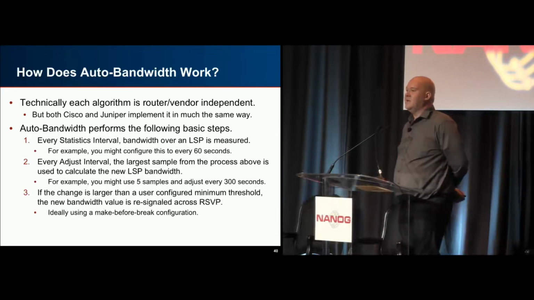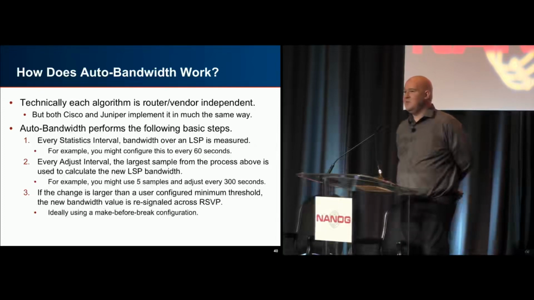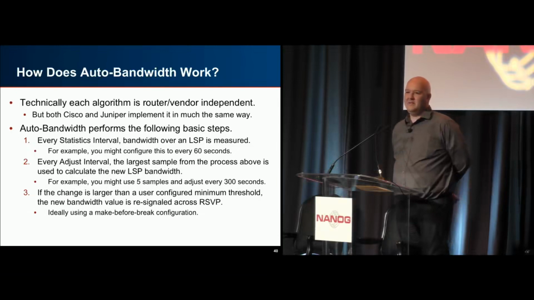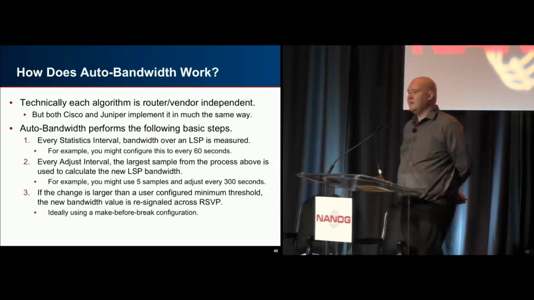You might say, don't change this unless it's more than a 50 megabit change, or it's more than a 2% change, and you can do both now. And then what happens is when you resignal the bandwidth, it actually goes out and recreates the LSP and resignals everything through RSVP. So ideally what happens is something called a make before break scenario.